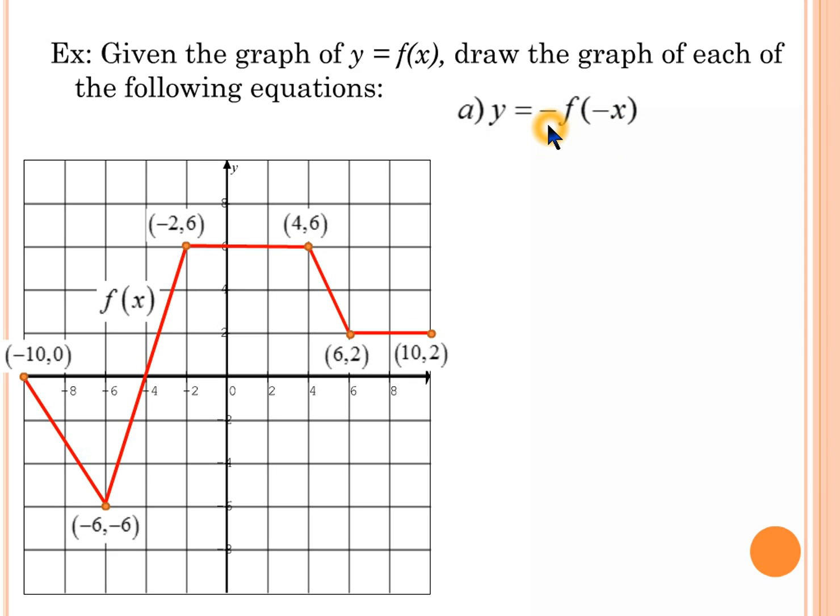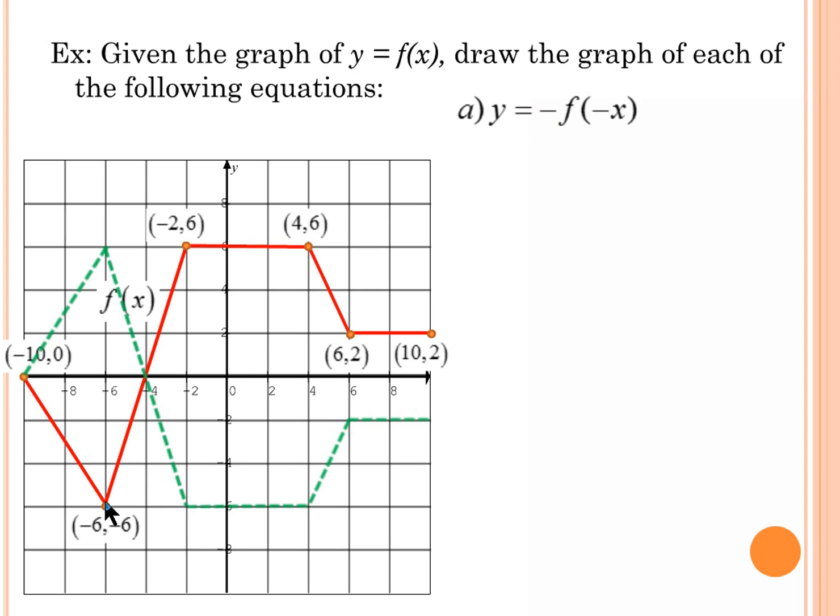So I have a negative sign there, and I also have a negative sign touching the x variable. So I have both a horizontal and a vertical reflection. All right, so let's take a look here. My original graph was this red one right here. And what I'm going to do first is apply this vertical reflection.